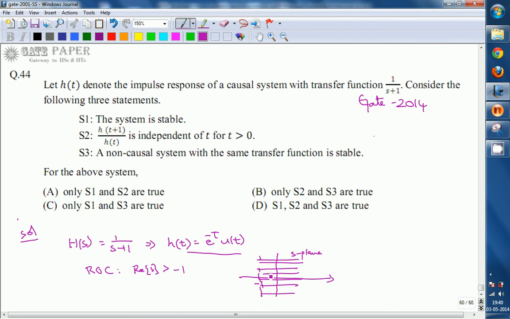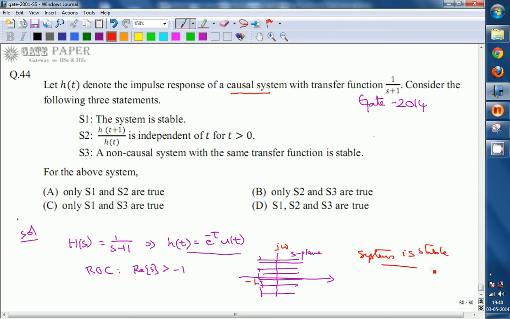We can observe that the ROC includes the j omega axis, which means the system is stable. And we can observe that this is the pole at minus 1, the pole of the system. The ROC lies on the right half of the rightmost pole, so the system is causal. We have the condition that the system is causal and the ROC includes the j omega axis, so the system is stable.